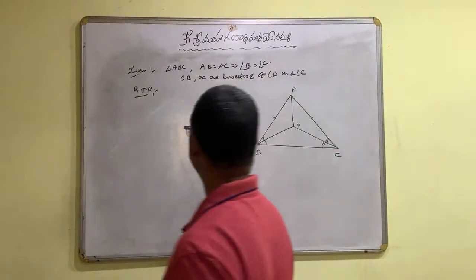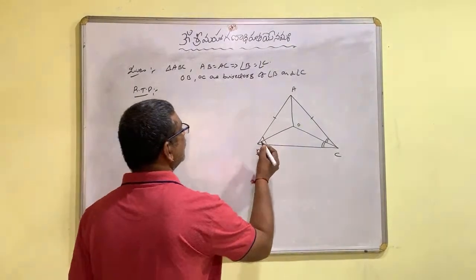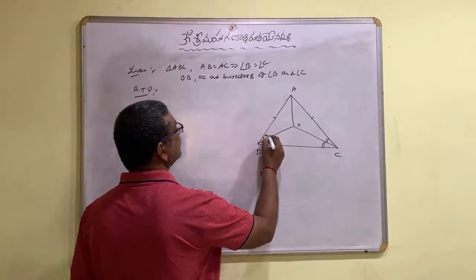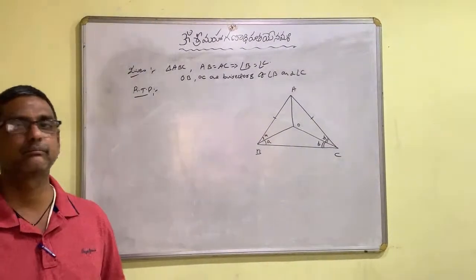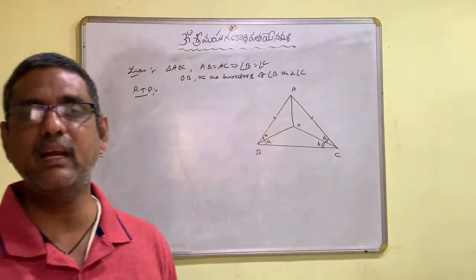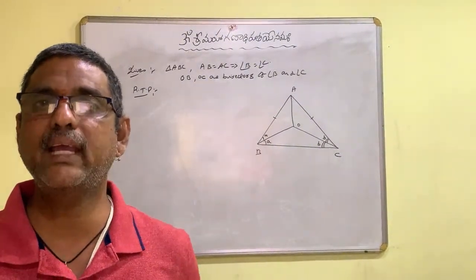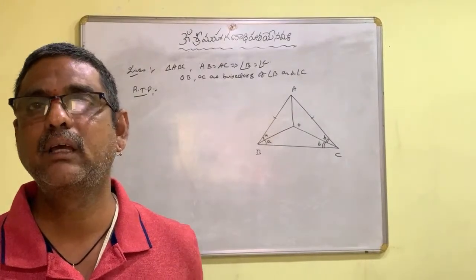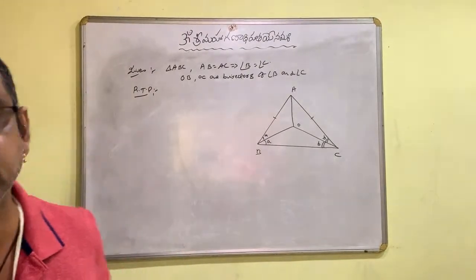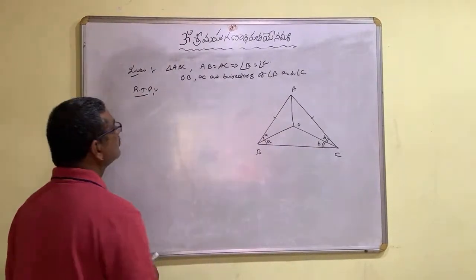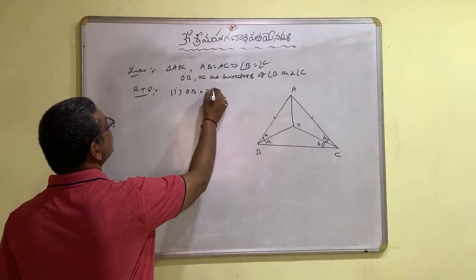Required to prove is, I will name this angle as A, A, and this angle B, B. Because OB is the bisector of angle B, those two angles are equal, A. And OC is the bisector of angle C, so those two angles are equal, B. So what I have to prove? The first one, OB is equal to OC.